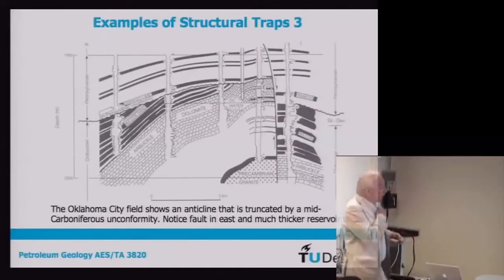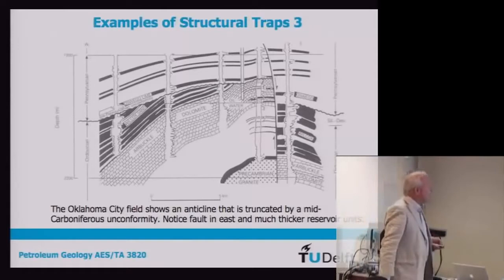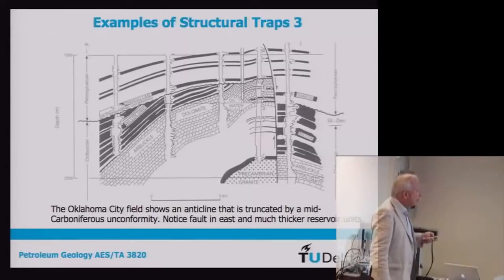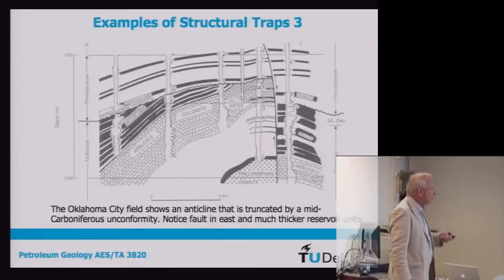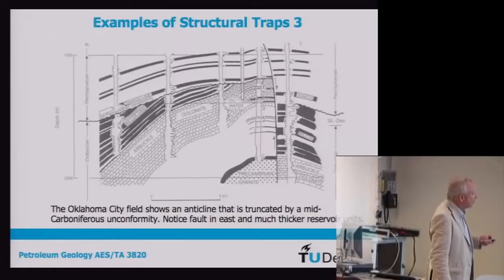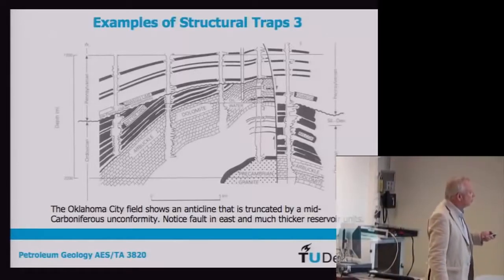Now let's go to something a little more complicated. So here is the Oklahoma City oil field. It's an anticline. You see these dolomites here, then sands above that. We see an unconformity. We see a fault. We see down here, we see a granite. Now, how much more complicated can things be? On this side, we see the dolomite. That's the same dolomite as this one here, the fault.